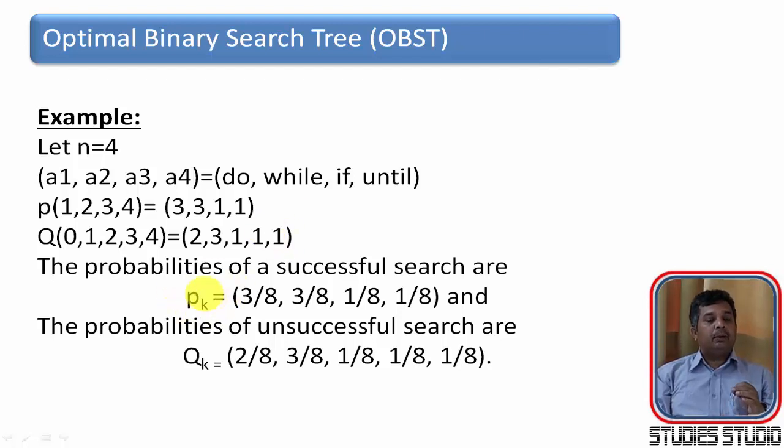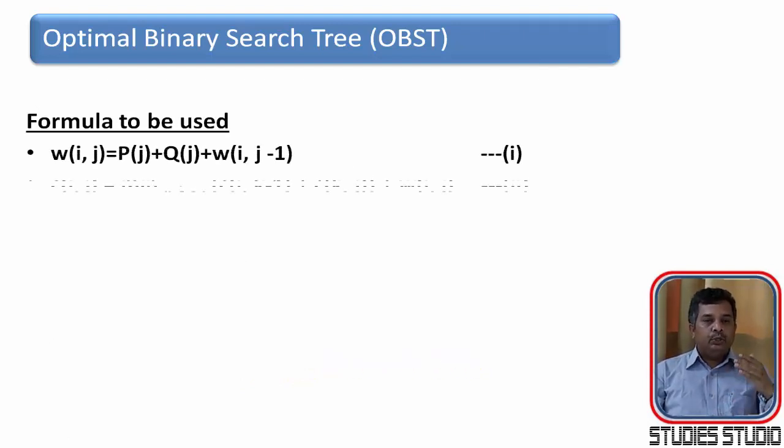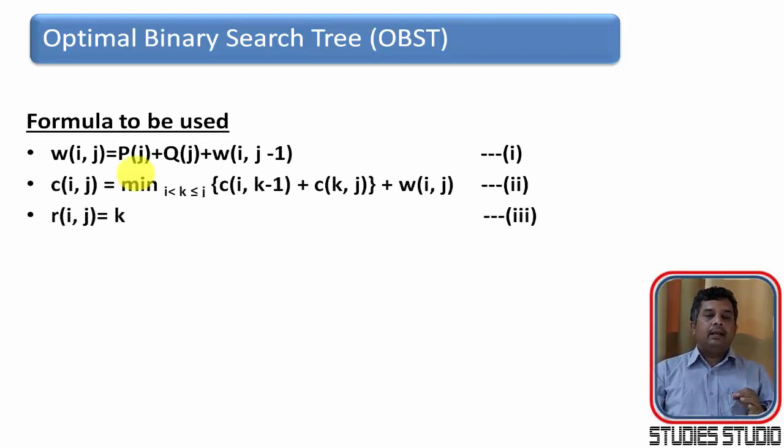So I can find the probability of successful search as 3 by 8, 3 by 8, 1 by 8, 1 by 8. And the probability of unsuccessful search as 2 by 8, 3 by 8, 1 by 8, 1 by 8 and 1 by 8. Now we are going to use these 3 formulas in order to find the optimal binary search tree.